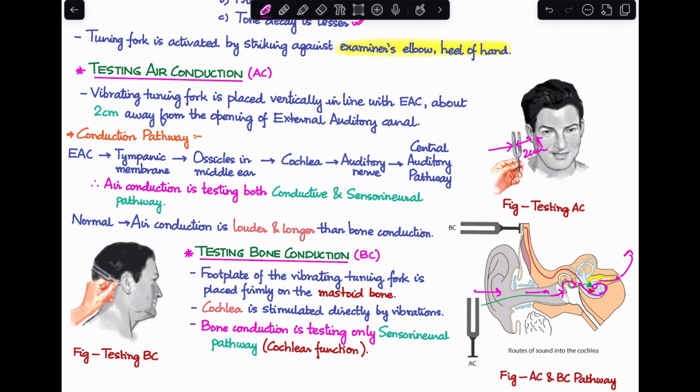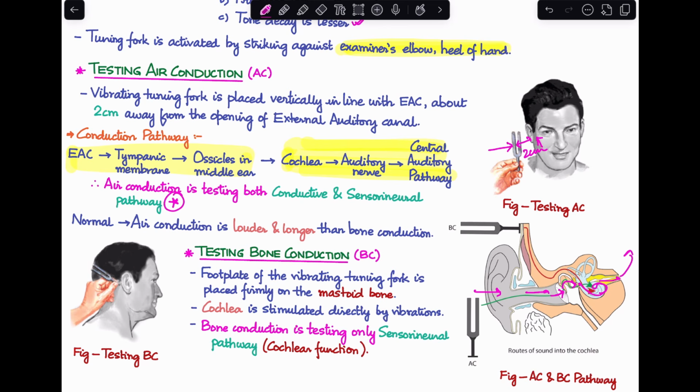So, as you can see over here, air conduction is testing not only our conductive pathway, it is also testing our sensory neural pathway, because the conductive pathway is this first part, the external auditory canal to tympanic membrane through ossicles. This is our conductive pathway, whereas from cochlea onwards, this becomes our sensory neural pathway. So, air conduction testing is basically a test for both conductive as well as sensory neural pathway. This point is very important for us to remember.